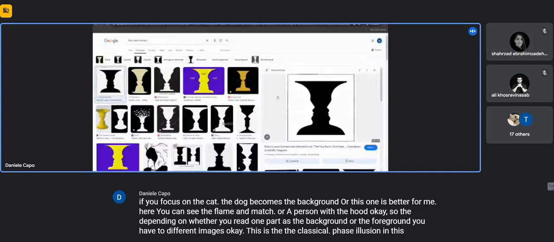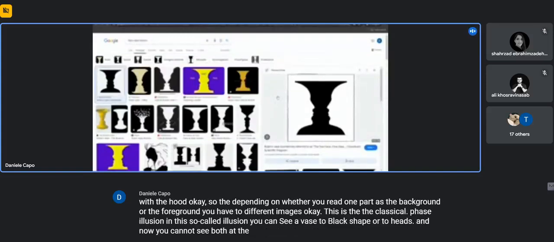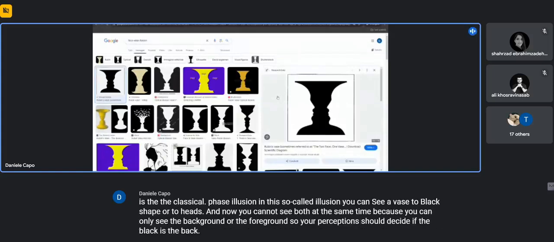In this, you can see a vase, the black shape, or two heads. Now, you cannot see both at the same time because you can only see the background or the foreground. So your perception should decide if the black is the background or the foreground.